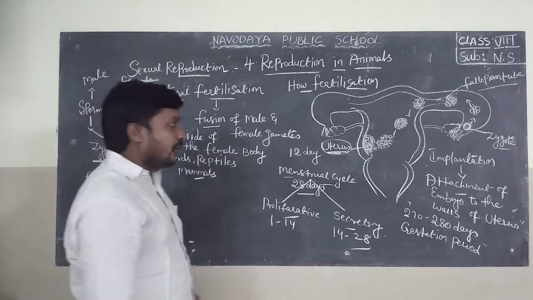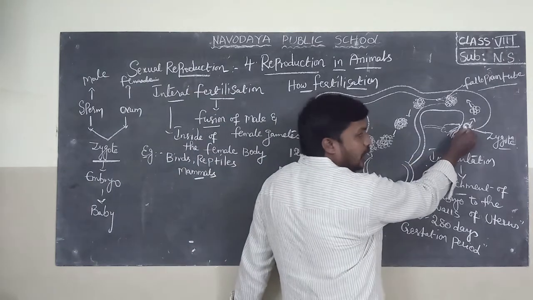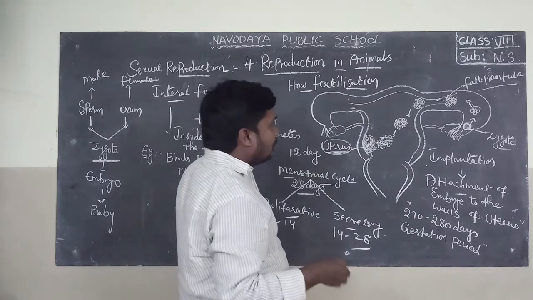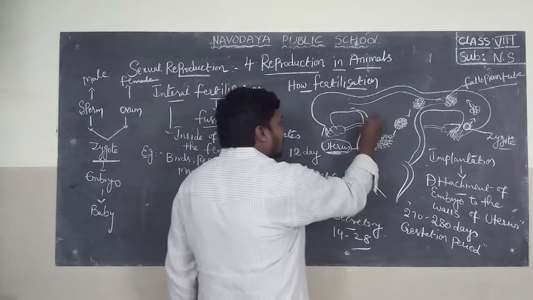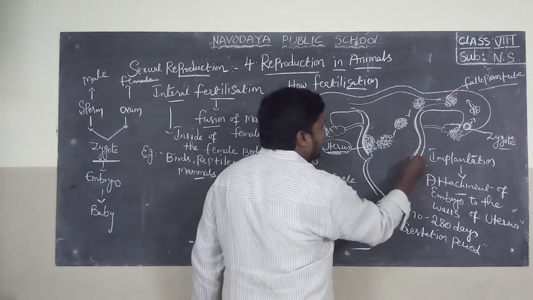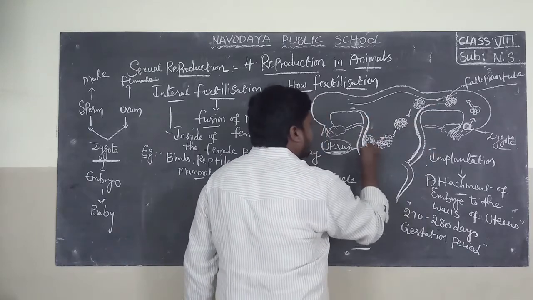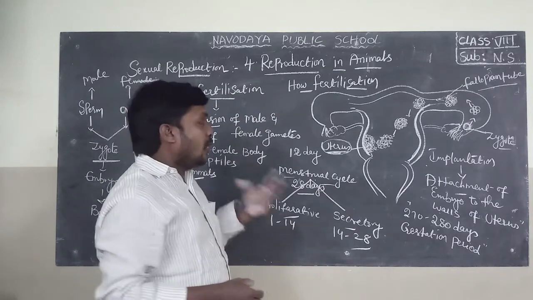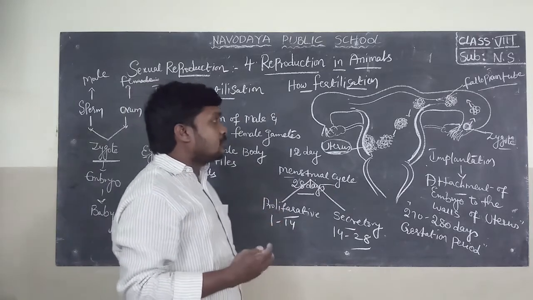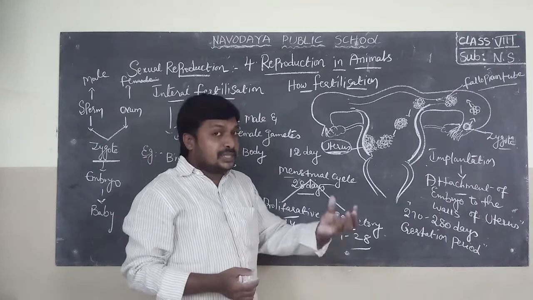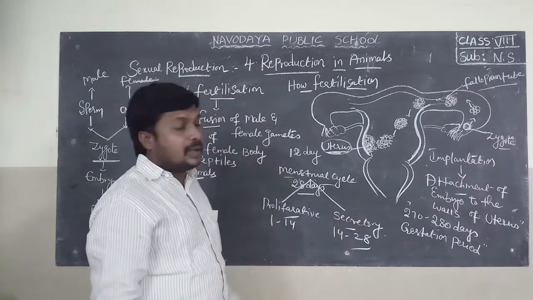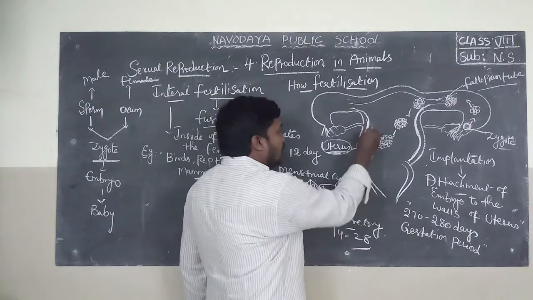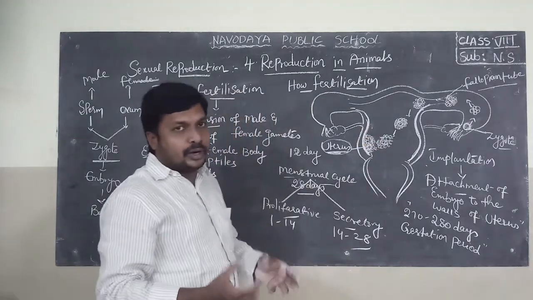In the proliferative phase, the ovary releases an ovum. After that, in the proliferative phase, the walls of the uterus become thickened to receive the embryo. What is the reason the walls of the uterus become thickened? To receive the embryo and to bear the pressure of the baby. So the uterus is waiting to receive the embryo.